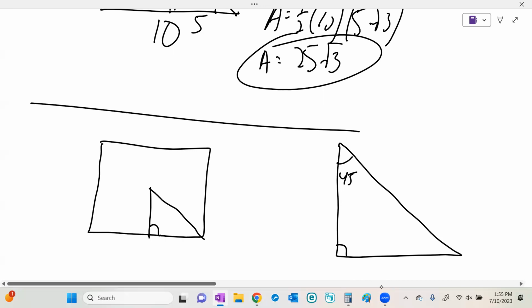Also, remember with a square, you don't need that whole apothem thing. Once you figure that out, you can just do base times height as well. All right? So it gets a little trickier with this one. That's it for our notes.